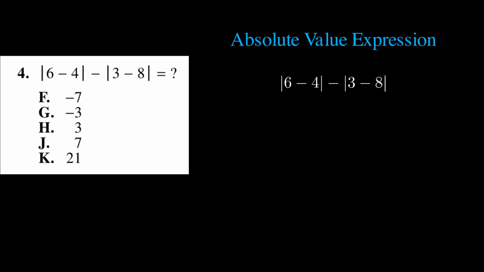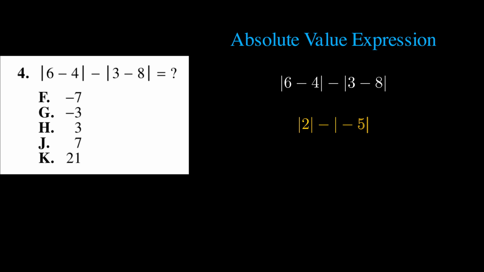All right, let's read the expression. Absolute value of 6 minus 4, minus absolute value of 3 minus 8. Always compute inside the absolute value bars first. 6 minus 4 is 2. 3 minus 8 is negative 5. So now the expression becomes absolute value of 2 minus absolute value of negative 5.